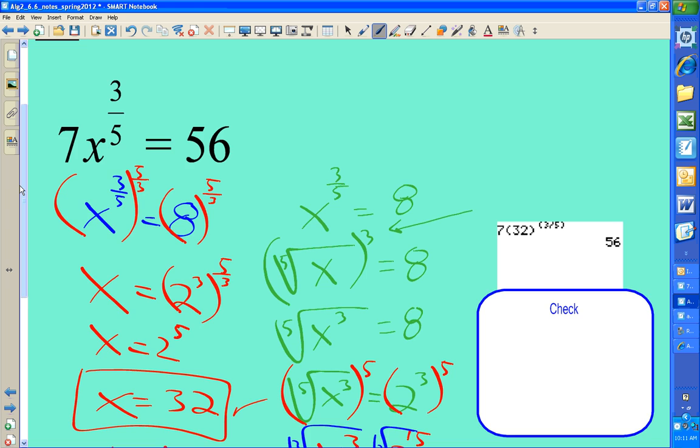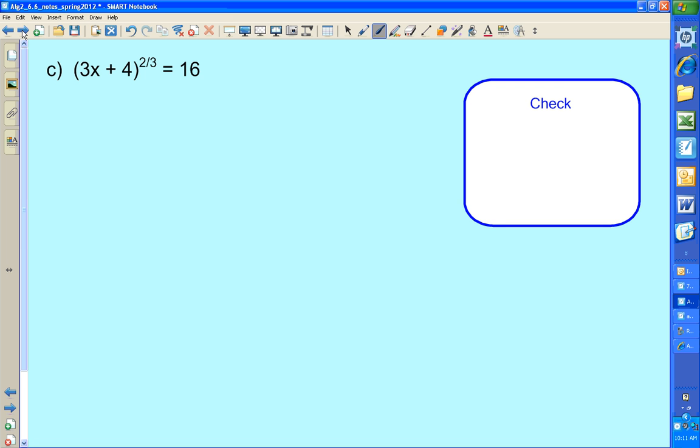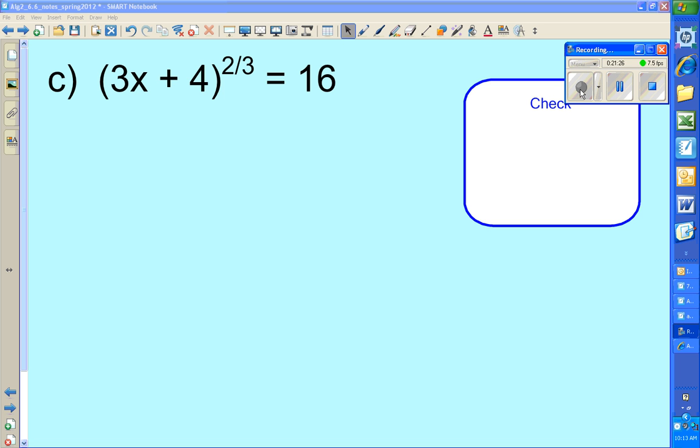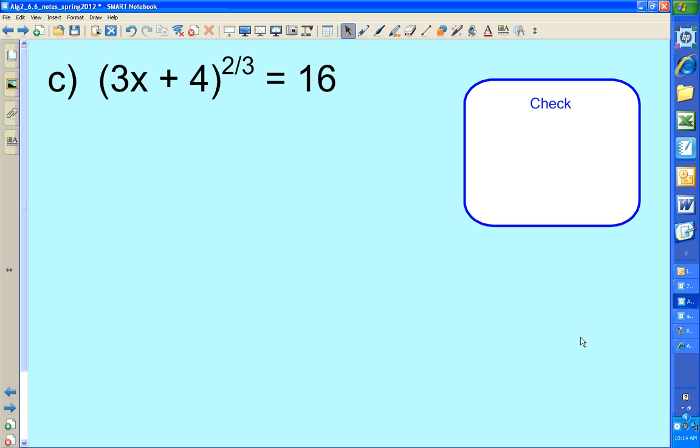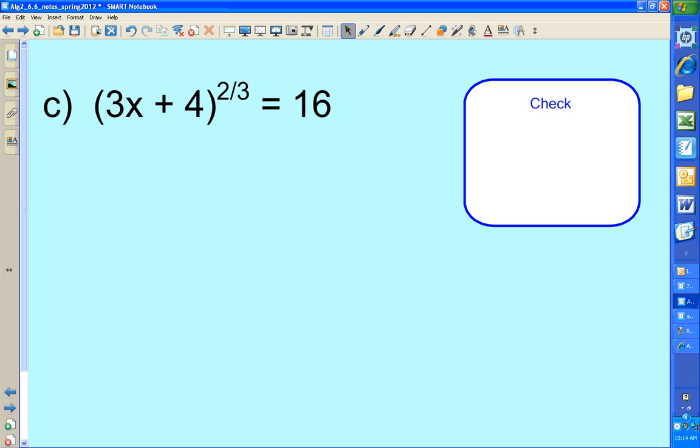So let's see what happens if we get a binomial to this power. See if you can take this through to x equals by yourself. All right, so again, this one's already isolated. The 3x plus 4 to the 2/3 is by itself. So what I've suggested is to go ahead and raise both sides to the 3/2 power.